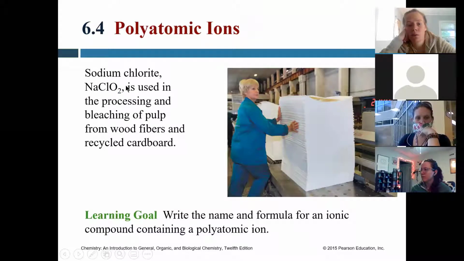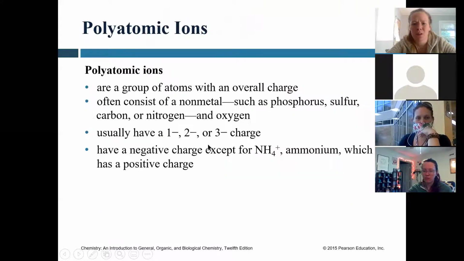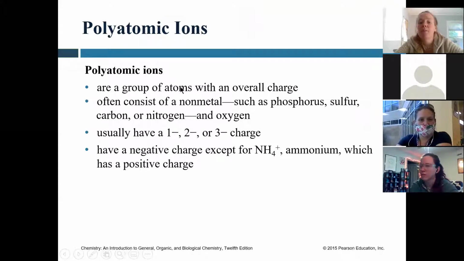So this is sodium chlorite. It's used for bleaching and different things with like papers and cardboards. Polyatomic ions, so it's a group of atoms with an overall charge. The grouping of the atoms is the same, the charge is the same, okay? It often consists of a couple nonmetals, such as phosphorus, sulfur, carbon, nitrogen, and then it's mixed with a certain amount of oxygen. The charges usually are -1, -2, and -3.